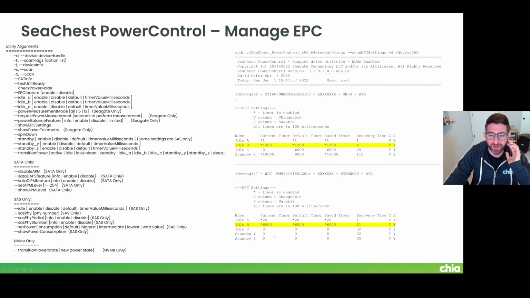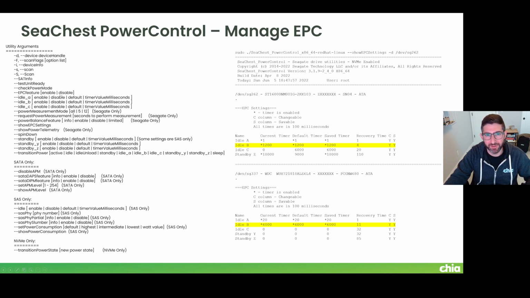On an enterprise drive, I don't know how reliable using the Seagate tool is on a WD drive, but you can in fact run this on a WD drive and it works. It gives you the timers. So it shows you the timer of 6,000, which is 600 seconds, so 10 minutes. And with an idle B timer of 10 minutes, the drive will never go into idle B in Chia farming, because there's basically a 0% chance that you'll never have a plot pass the filter with that long a time. So this is a pretty cool tool, and you can get it off Seagate's website.